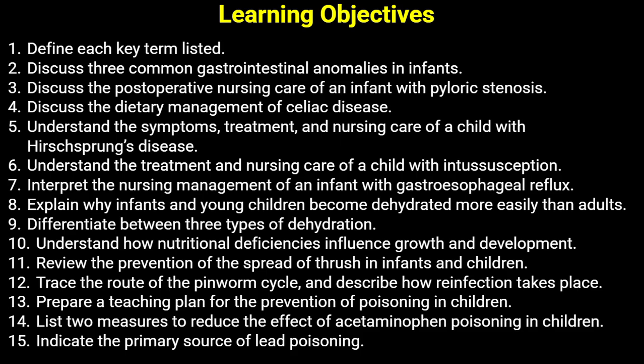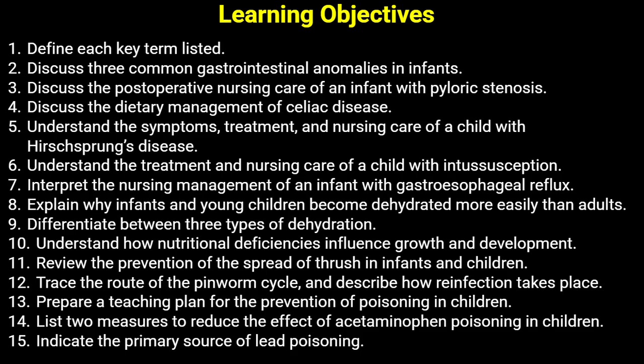Next, we'll discuss several common gastrointestinal anomalies in infants, including conditions such as pyloric stenosis, Hirschsprung disease, and intussusception. You'll learn how these disorders develop, the signs and symptoms to recognize, how they are diagnosed, and the nursing care required before and after treatment. We'll also examine gastroesophageal reflux and celiac disease, focusing on dietary management, symptom recognition, and family education.